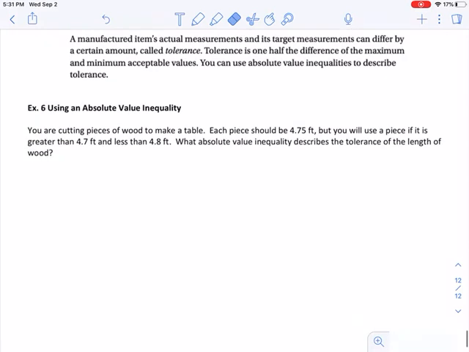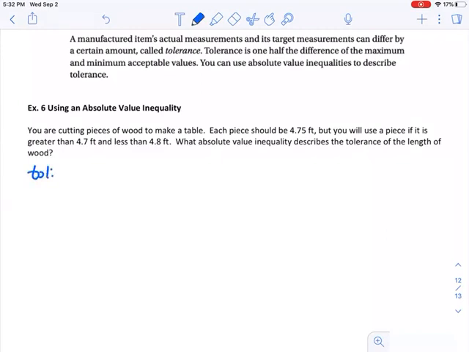So last example of chapter 1, using an absolute value inequality. It says you are cutting pieces of wood to make a table. Each piece should be 4.75 feet, but you will use a piece if it is greater than 4.7 feet and less than 4.8 feet. So it wants to know what absolute value inequality describes the tolerance of the length of the wood. So first thing we need to do is figure out the tolerance.